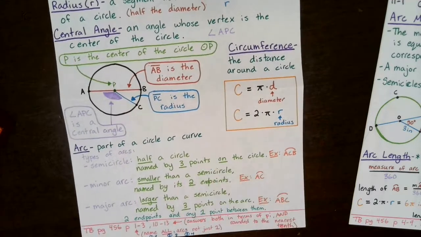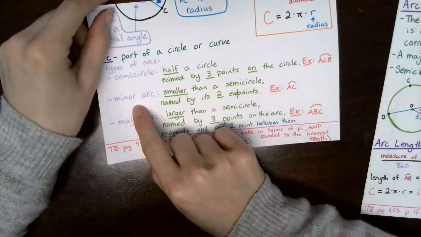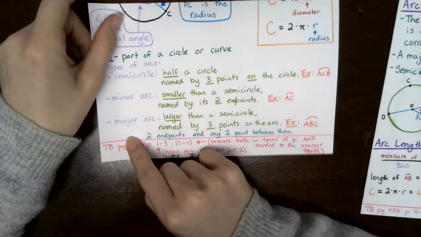Next up is we have an arc. So an arc is part of a circle or curve. So in order to talk about this, there's 3 different types of arcs. Remember, there's 3 different types of arcs. We have a semicircle, which is half of a circle. We have a minor arc and a major arc, okay?